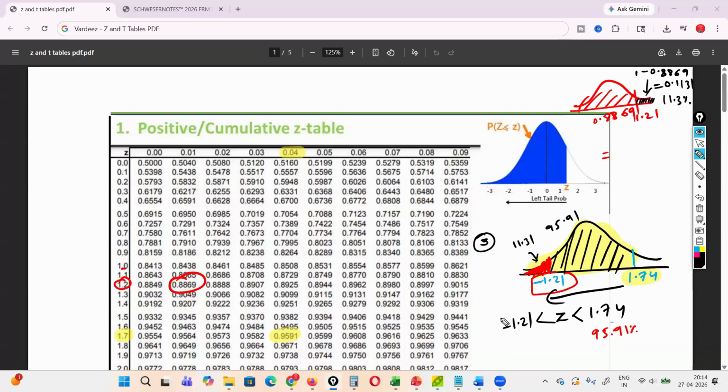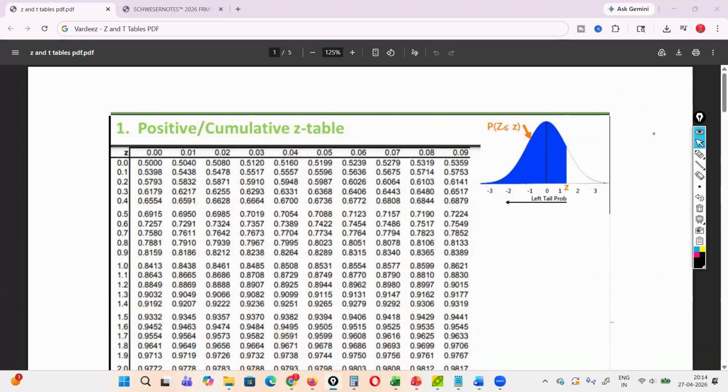So essentially, if you want to find the area in the middle, what do you do? Take the entire area and subtract this much: 95.91 minus 11.31%. Whatever answer you get, that is going to be this specific area that you wanted to find. Okay, so this is how, using the positive Z values, we can find any negative Z value on the exam.